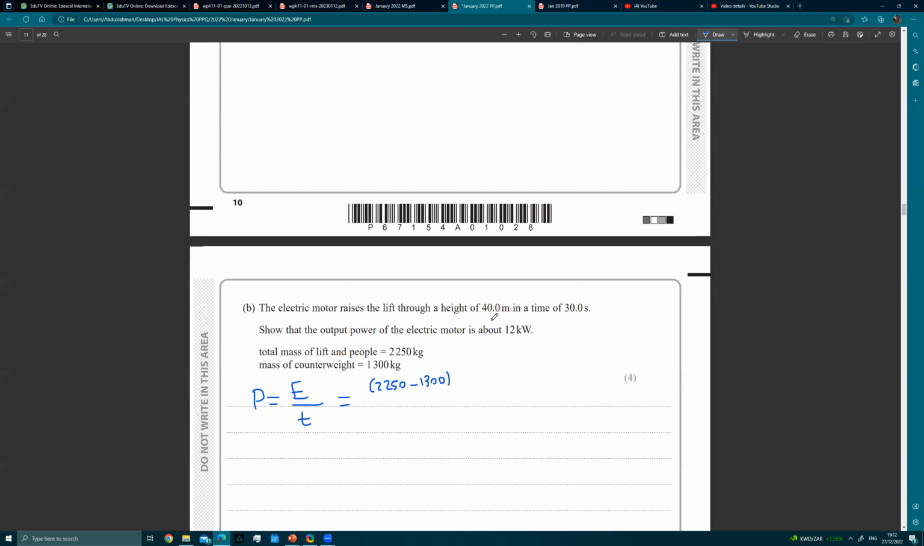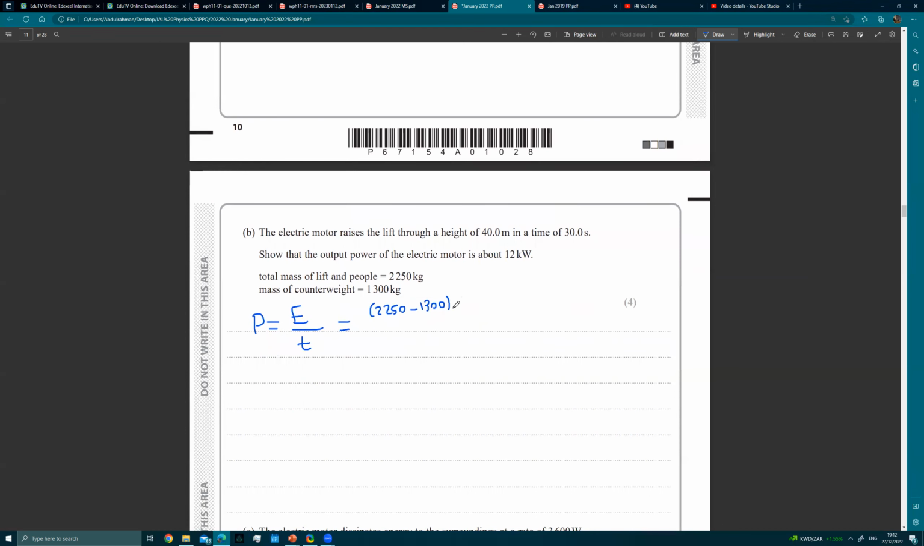Yeah, I know what you mean. It's physically incorrect to say the mass cancelled out. You have to look at it in terms of the forces cancelling out, so mg cancels out. But this works, so no problem. Carry on. Okay, and then do we do times 40 and then times 9.81? Good. And then all of that over t, which is 30 seconds.